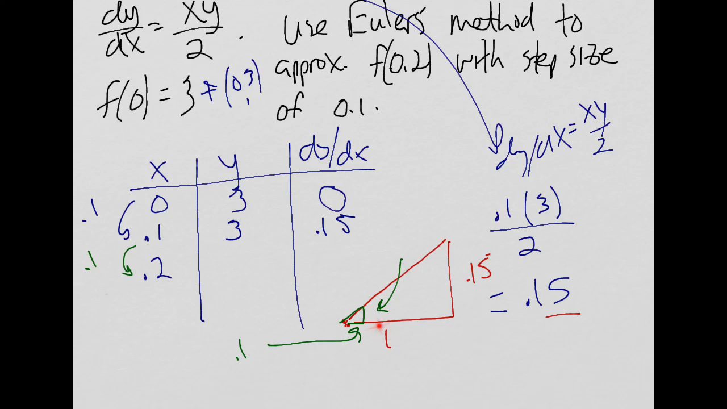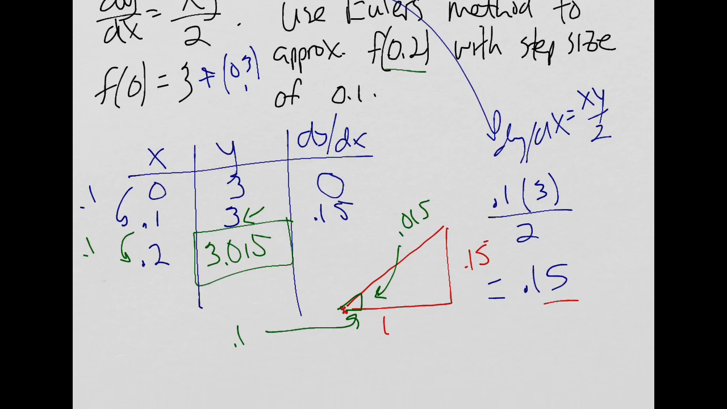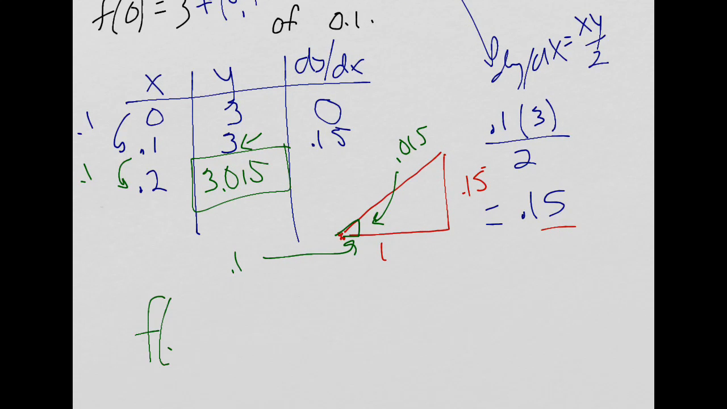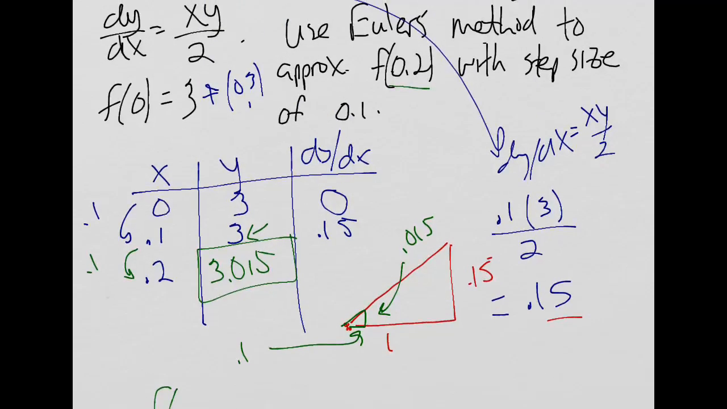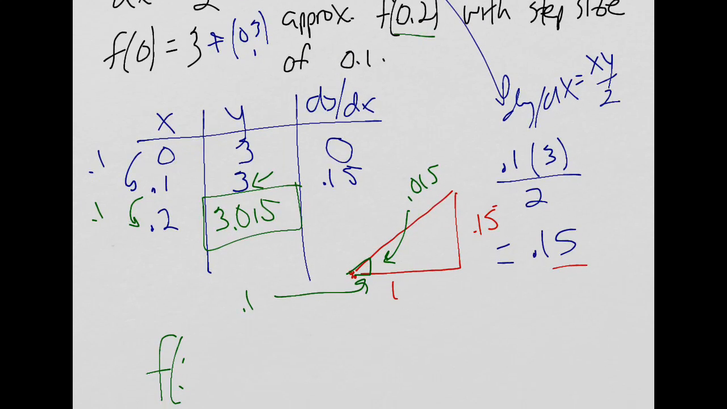Well, I took 1/10 of the 1 to get this, so I'm going to take 1/10 of this. I'm going to move the decimal over 1. So that means that that is going to be 0.015. So I need to add that 0.015 to this to get my new y value, which gives me 3.015. And that is my approximation of f of 0.2. So I write f of 0.2 is approximately 3.015.